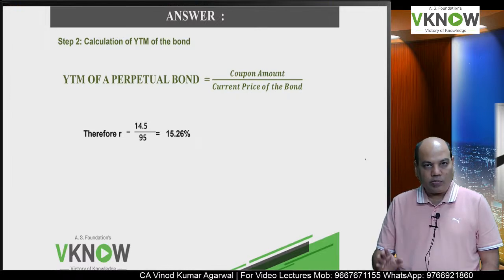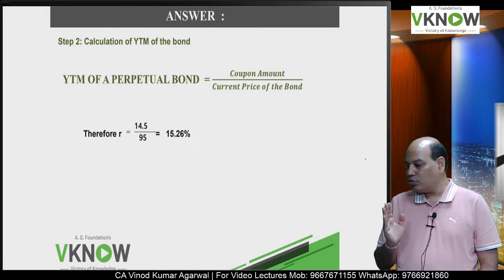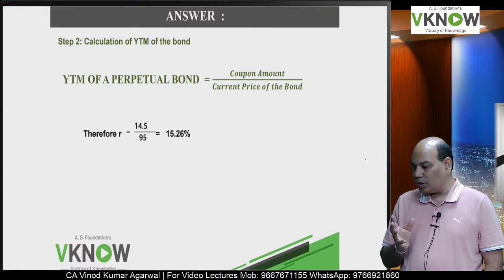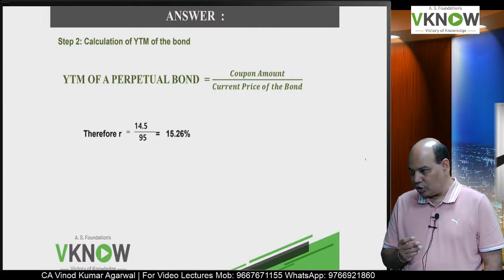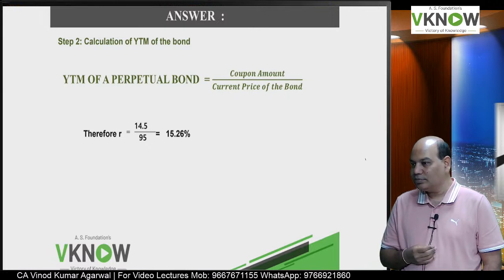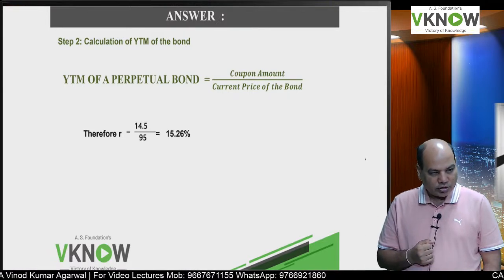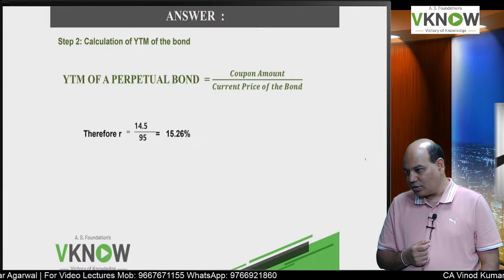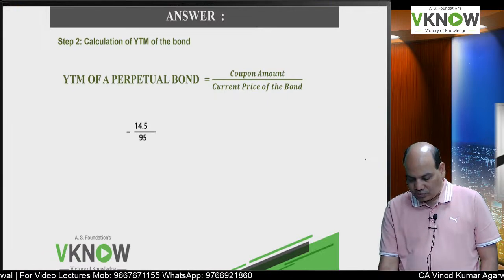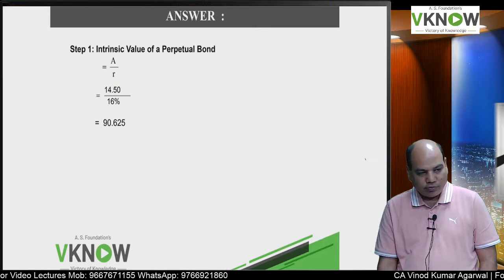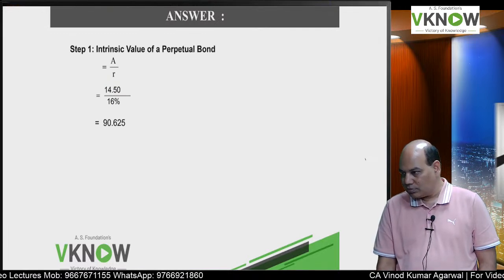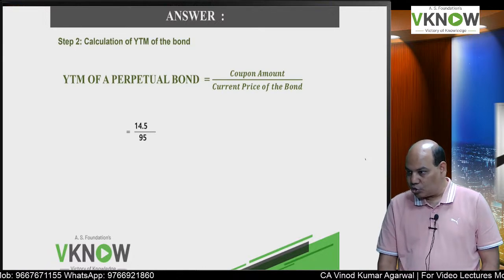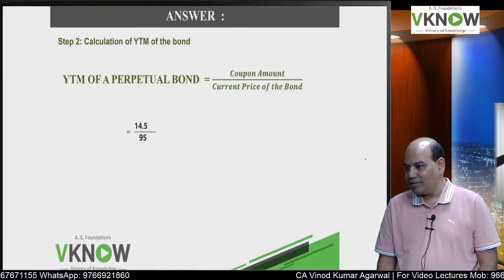Now the next is, would you buy this bond? So how many of you believe we should buy? Those who believe we should buy, write yes. And those who think we should not buy, write no. What is your opinion? What was your intrinsic value? Intrinsic value, first answer. Please reply. If you don't reply, how will I teach? 90.625. But the bond is trading at 95 rupees. It is expensive. It's overvalued. So we should not buy.